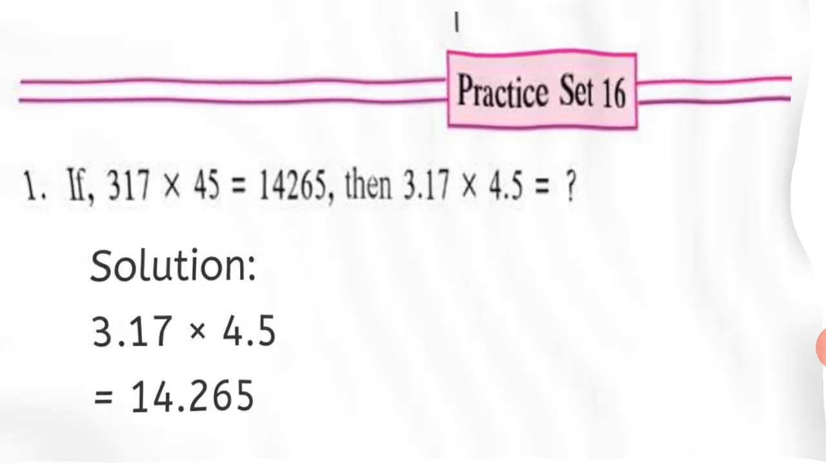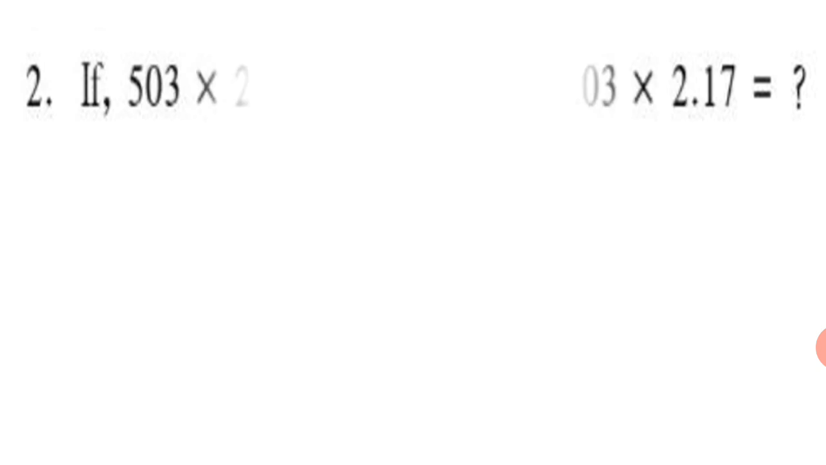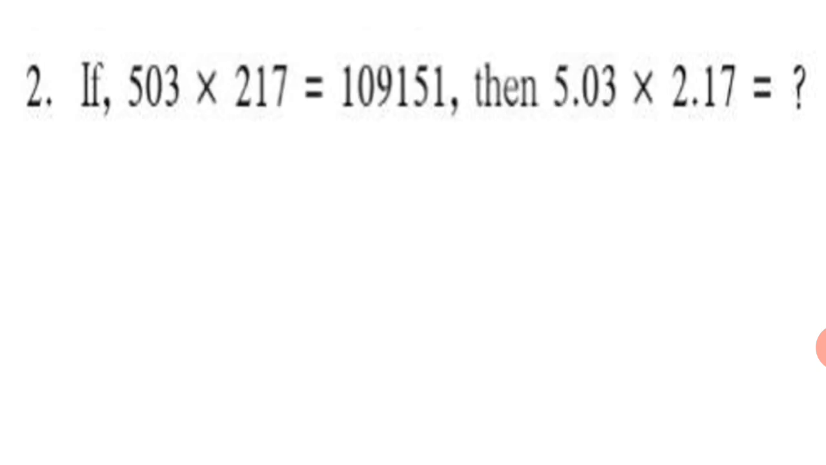Okay. Let's have a similar sum. Question number 2. 503 into 217. Answer is given 109151. All right. Then 5.03, same question but with a decimal point, into 2.17 is equal to how much? Now after decimal point total, how many digits are there? Yes, 5.03, 2 digits. 2.17, there are 2 digits. 2 plus 2, total 4 digits are there after decimal point.